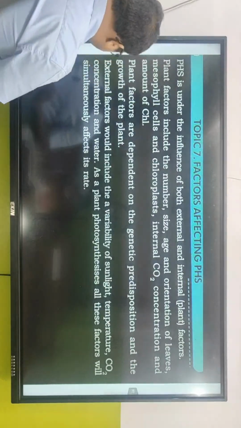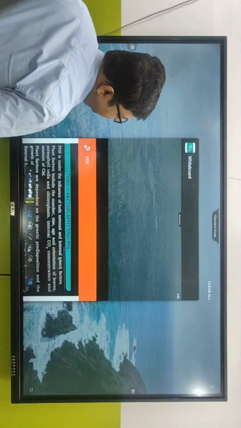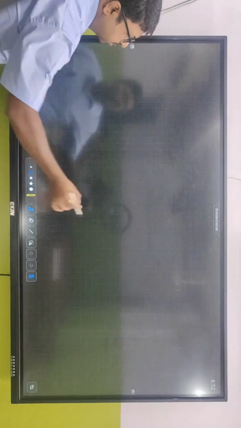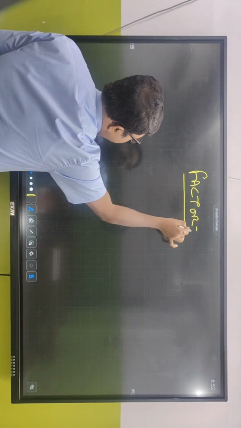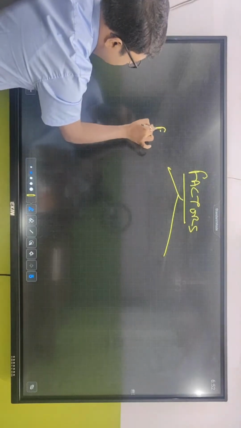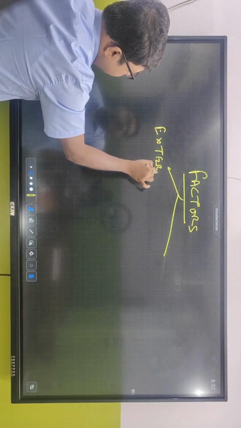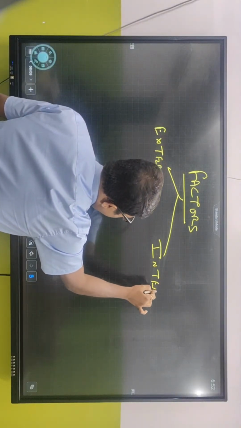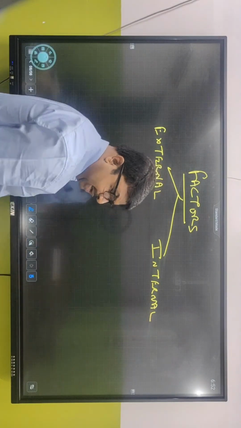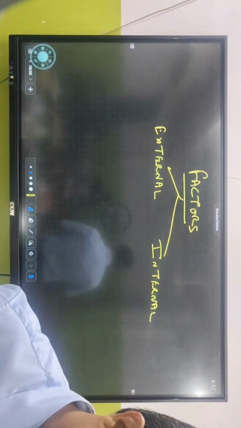But before we get into this, let me first show a little, then I will go on. Let's see, the factors which can affect photosynthesis. I will ask you about a few factors, then I will write them one by one. There can be two different types of factor: one is external and one is internal. Tell me, which ones can come under external factors?